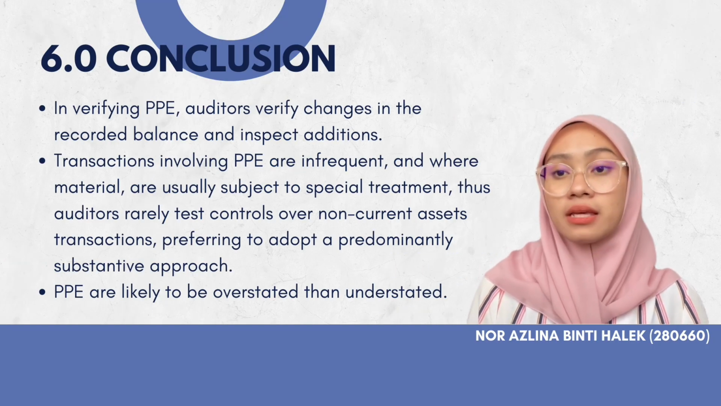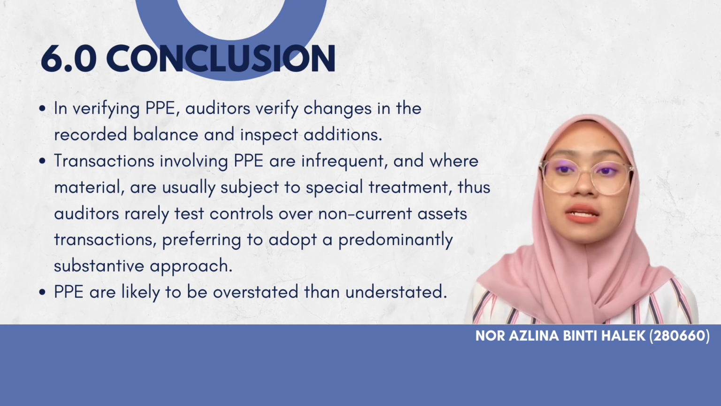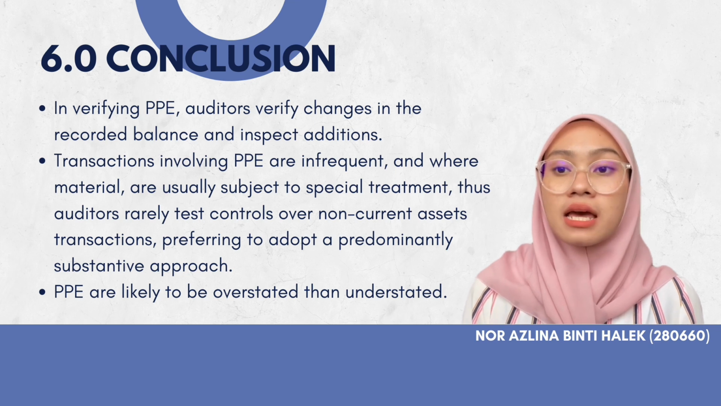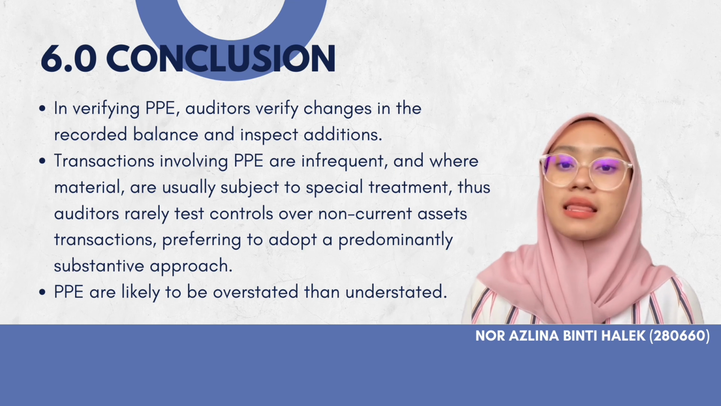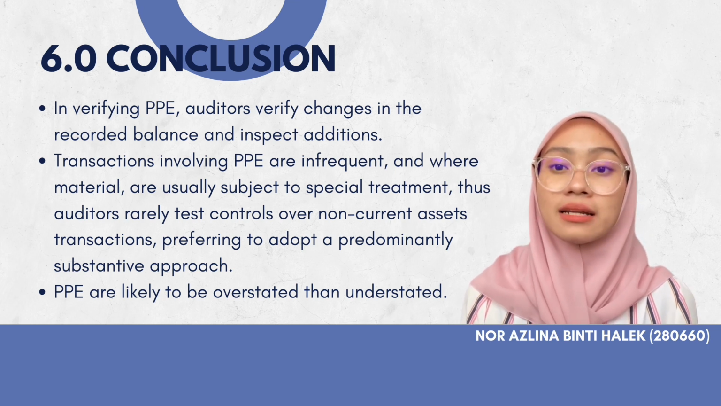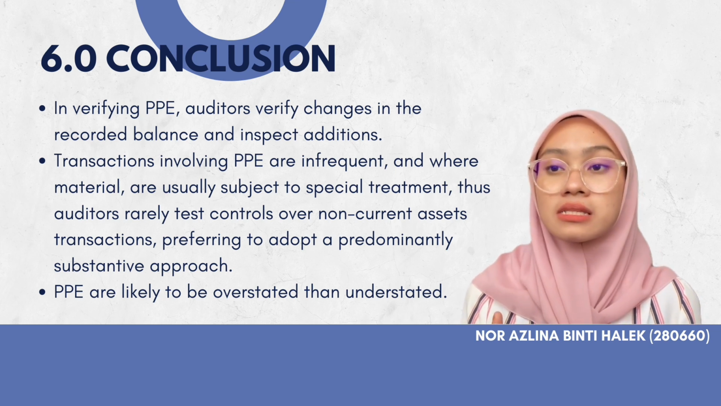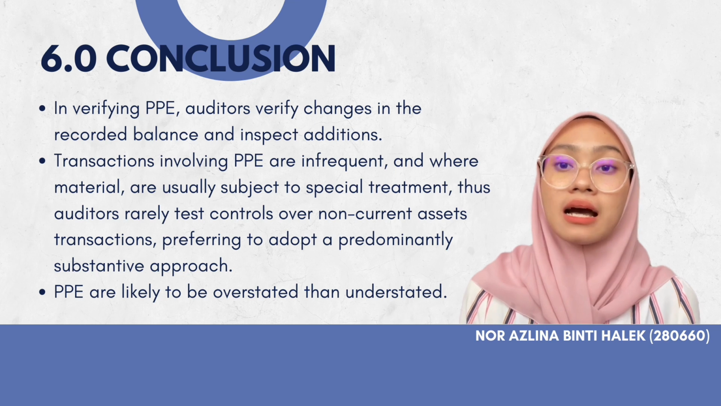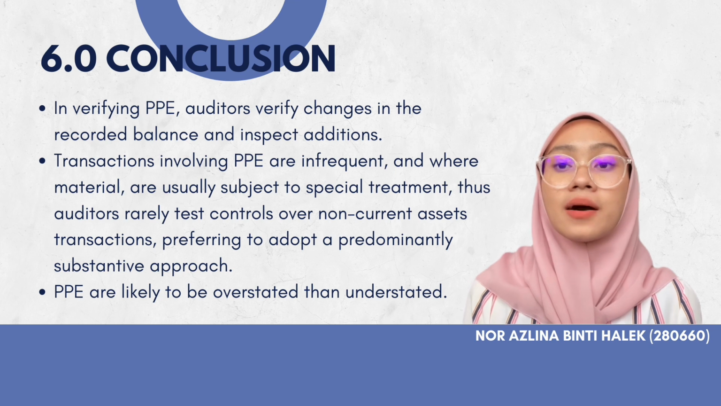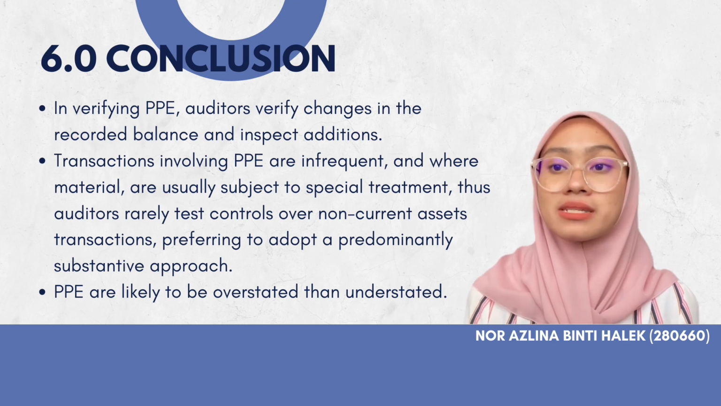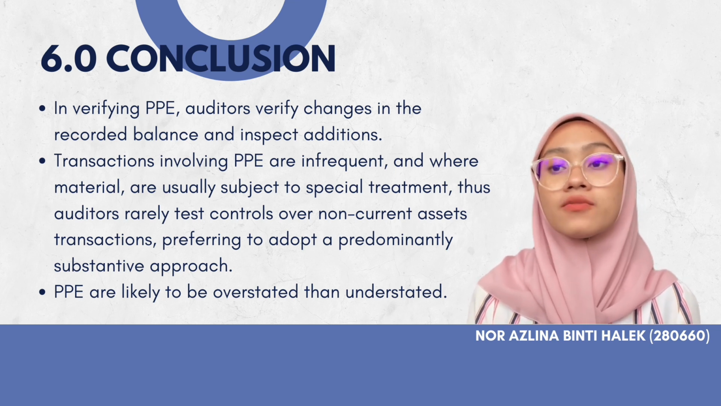In verifying PPE, the auditor verified changes in the recorded balance and inspected additions. Transactions involving PPE are infrequent and rare material are usually subject to special treatment. Thus, the auditor rarely tests control of a non-current asset transaction, preferring to adopt a predominantly substantive approach. PPE are likely to be overstated rather than understated. We are all aware that a company's financial statement must be true and represent accurate facts for shareholders, investors, creditors, and others to make informed decisions.